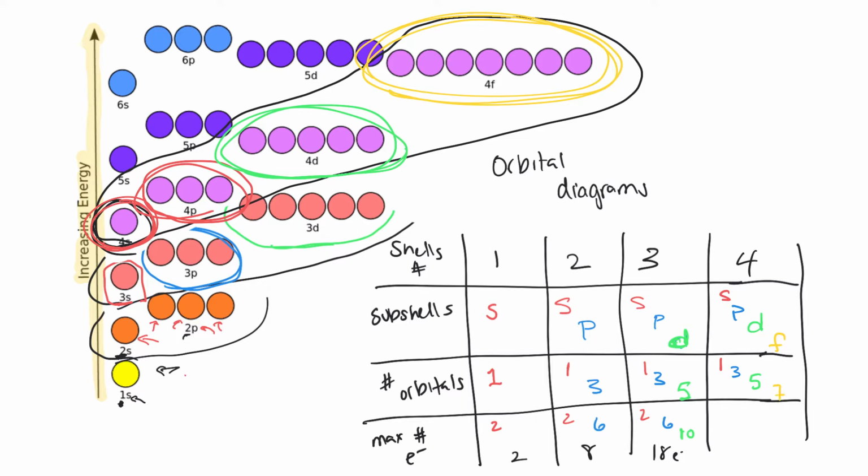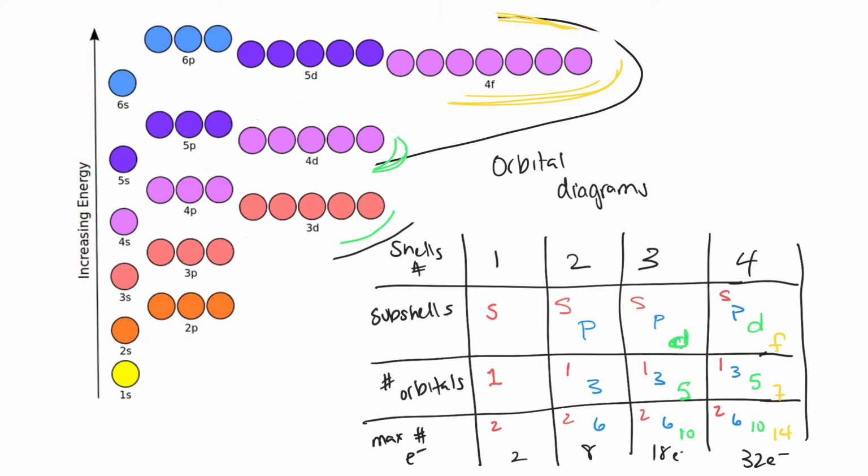Okay, and so if we were to figure out how many electrons can fit in the 4 shell, the 4th energy level, 4s has a maximum number of 2. 4p has a maximum number of 6. 4d has a maximum number of 10. And 4f has a maximum number of 14. And so if you were to add up all these electrons, you'll get that there's 32 electrons. Okay. And so that's the way that you need to interpret these orbital diagrams.